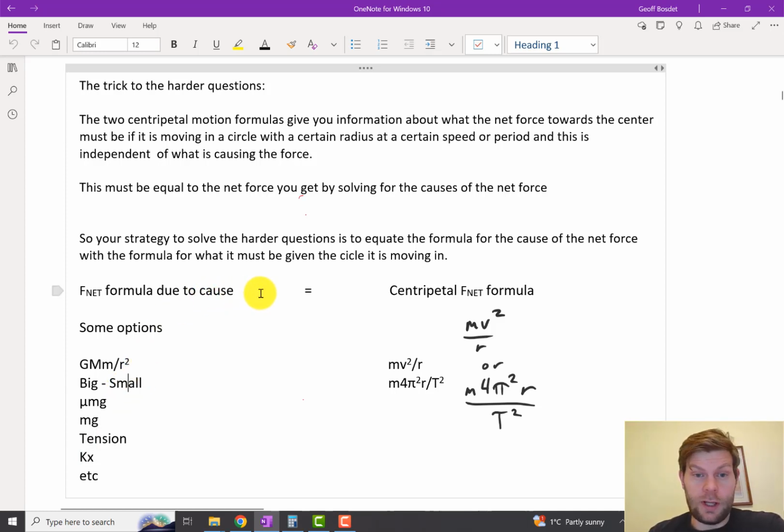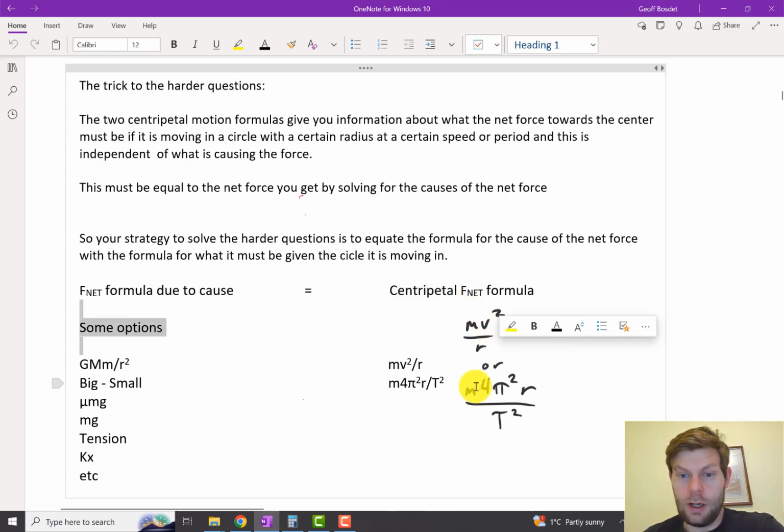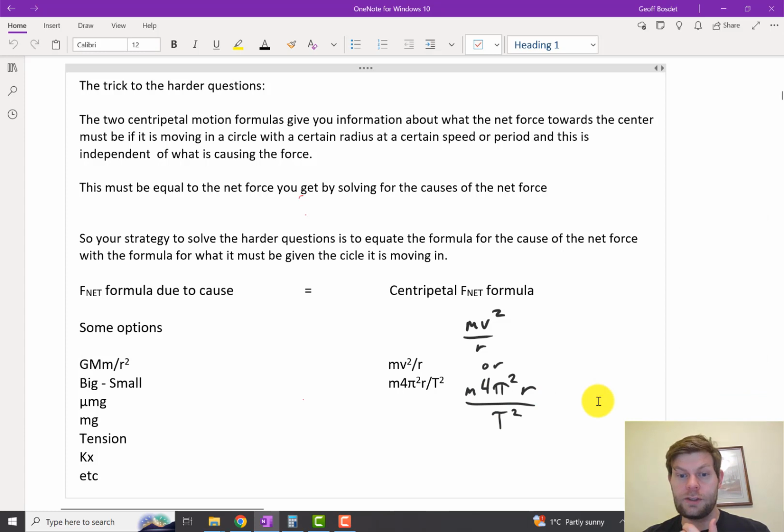So you'll have a formula for net force, and then just make that equal to one of these two formulas. Depending on whether you know velocity or want to know velocity, you'd use this one. Or if you know the time around the circle, know the period, or want to know it, you'd use this one. Because these formulas are what the net force has to be for it to be moving in a circle with those properties.